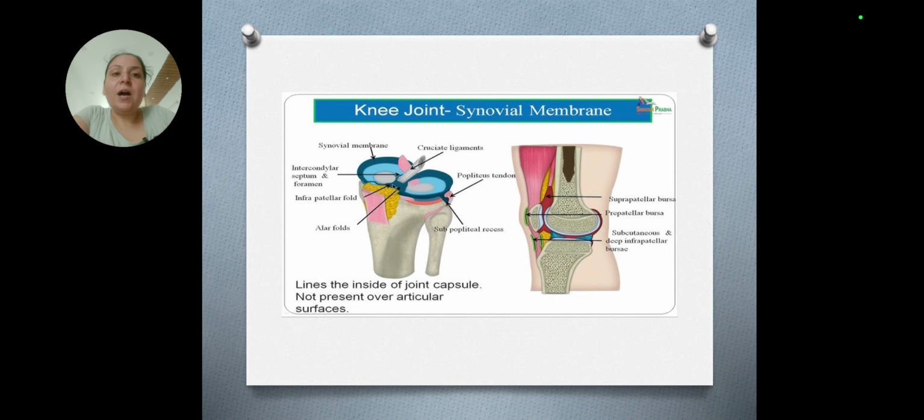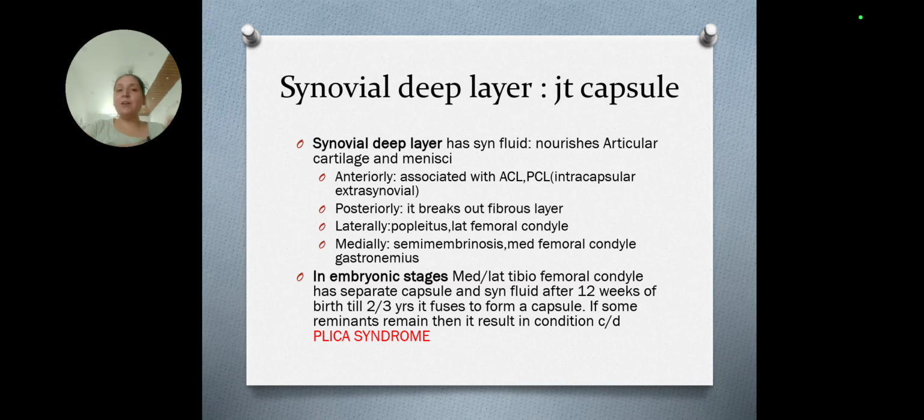Now coming to the next point, and this is a very important point. In the embryonic stage, the medial and lateral tibiofemoral condyles have separate joint capsules, separate synovial membranes, and synovial fluid also. But after birth, by 2 to 3 years, the capsule fuses together and the synovial fluid also comes together.